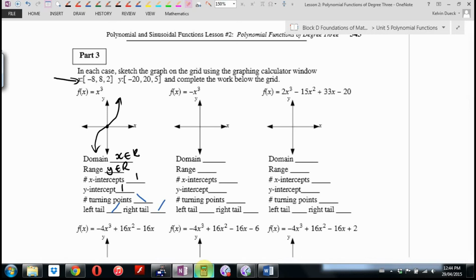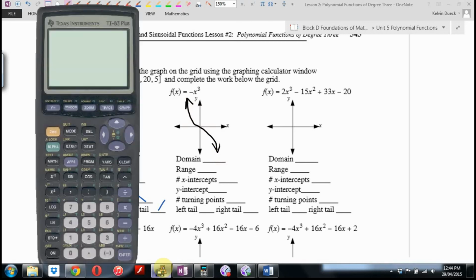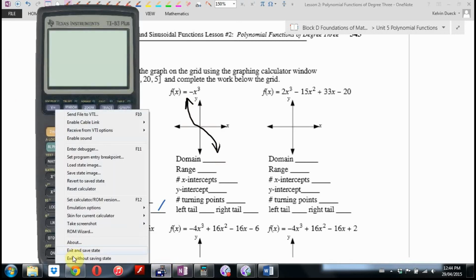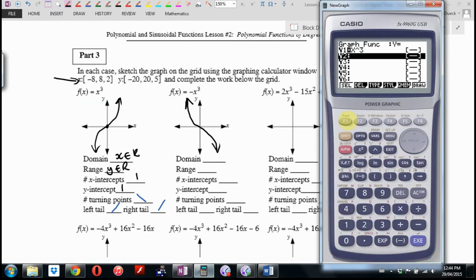Same graph. Oh, you know what? What do you think that negative in front should do? Sure would be. In fact, it will. It's going to go like this. Try graphing it if you want. I got too many graphs open. Close this one. Negative x cubed. Draw.